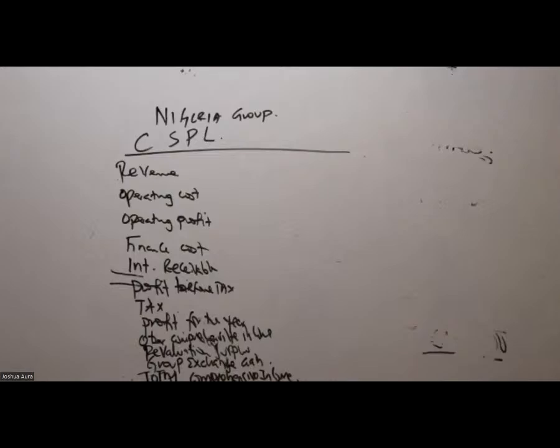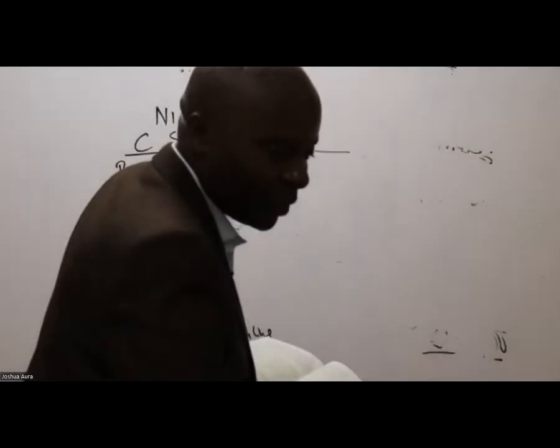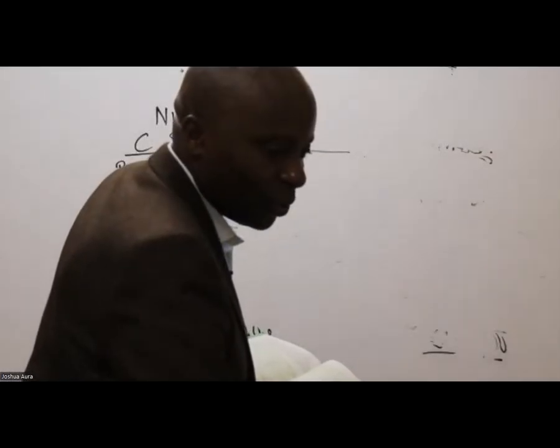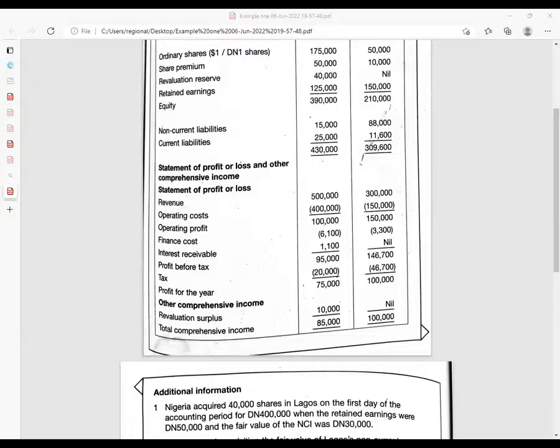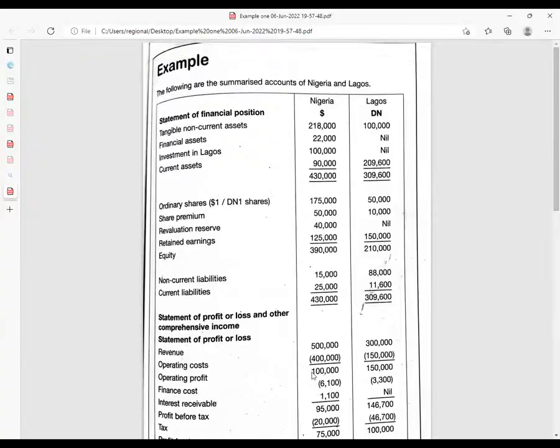Thank you very much. So we start with revenue. What do I do with revenue? Free marks. Revenue, I'll pick the one of 500,000 plus 300,000. Remember this 300,000 is in DN, so I need to change this. How do I exchange this 300,000 to dollars? Which rate should I use?